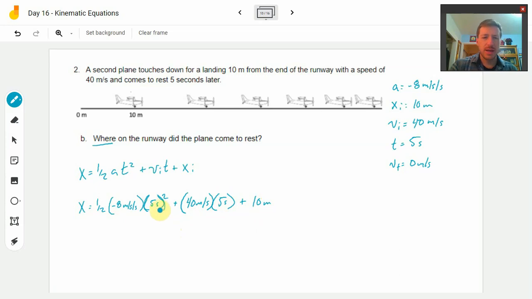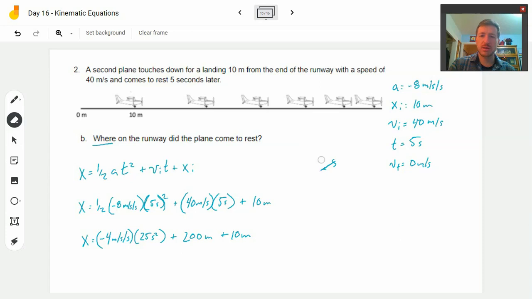So let's see, we can do some math here. 5 squared becomes 25. And half of negative 8 is negative 4. So negative 4 times 25 seconds squared, plus 40 times 5, that should be 200 meters, plus 10 meters, right? You should notice if we have meters on top and seconds on the bottom, and we multiply it by seconds, we get meters per second times seconds. You'll notice the seconds on top and bottom cancel. That's an important thing to make note of, so we're left with just meters. That's how I know that this would be 200 meters.